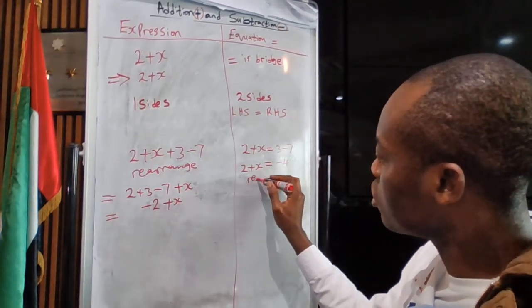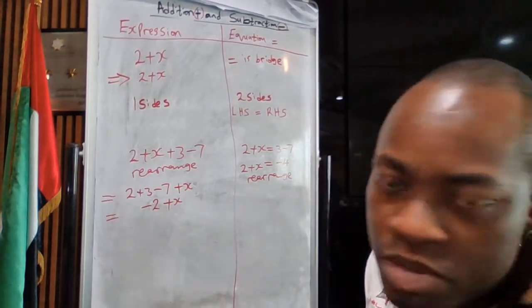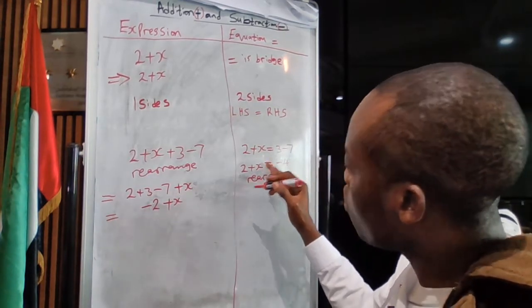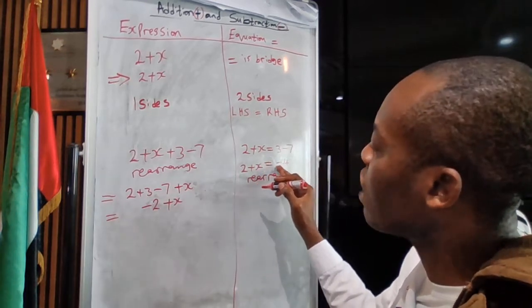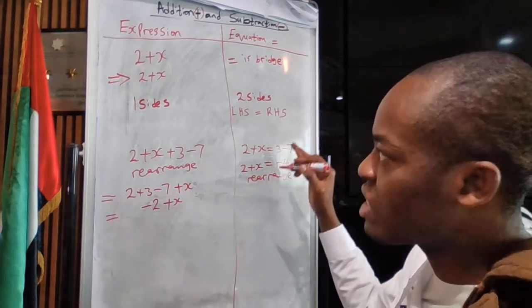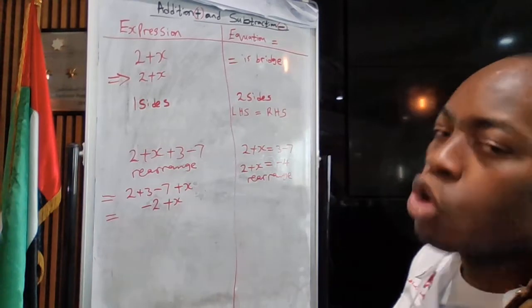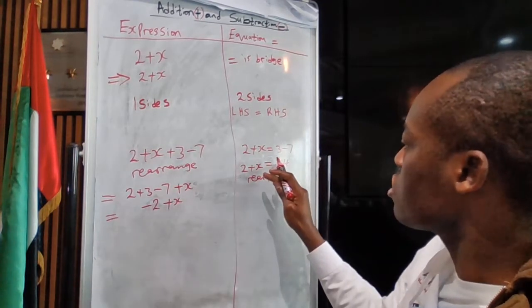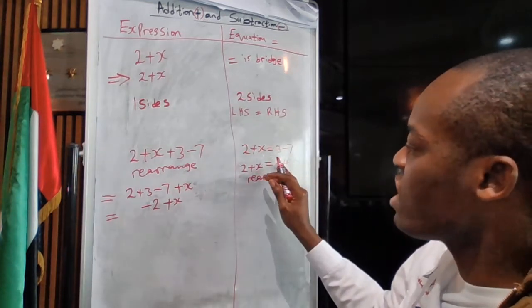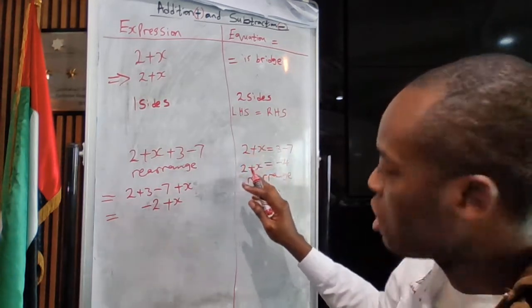Now you have to rearrange. Under the rearrange is still the same thing as collect like terms. That is, the minus 4 will cross this bridge. Now, when the crossing takes place, because under rearrangement, the crossing takes place, the minus will change to plus. That is the difference between expression and equation, because your rearranging is causing something to move and cross over the bridge.